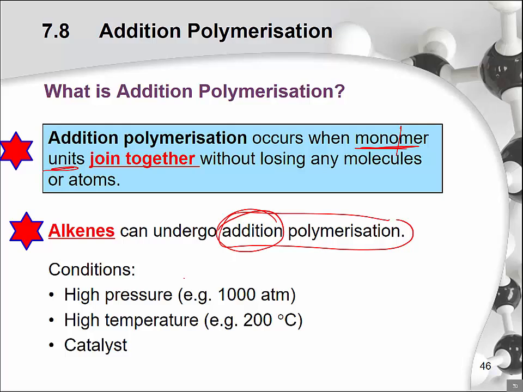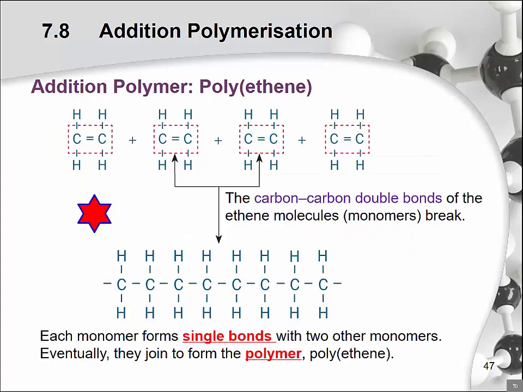Alright. So conditions: high pressure, high temperature, and catalyst. The detail no need to know. No need to remember what's the exact temperature, because different kinds of addition polymerization have slightly different conditions. So high pressure, high temperature, catalyst are the three conditions you must remember. That's all.